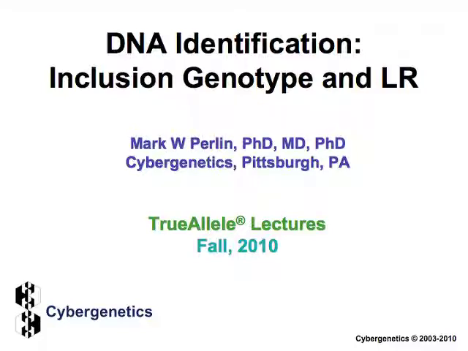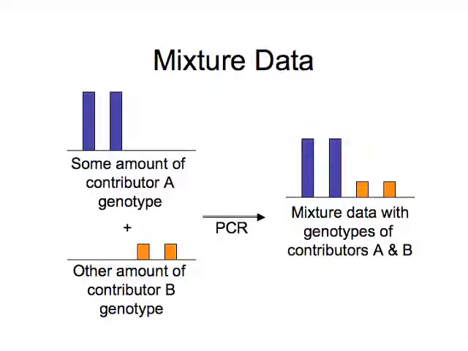To apply Bayes' theorem to DNA identification of mixtures, it would be good to have a simple example of how we infer genotypes and from those construct likelihood ratios. A very good example is inclusion, which we will use here. Next slide. We begin by looking at mixture data.